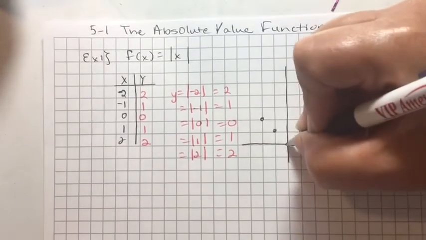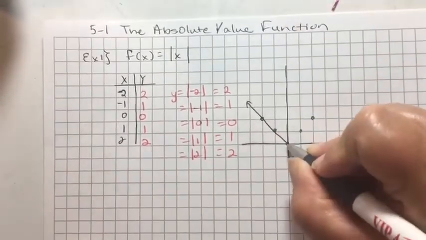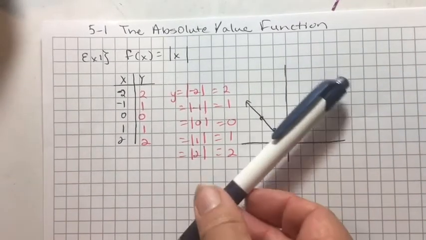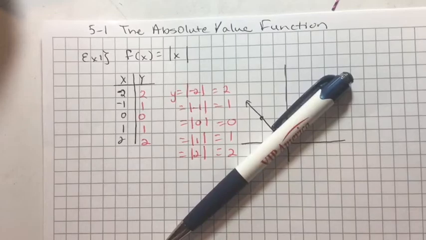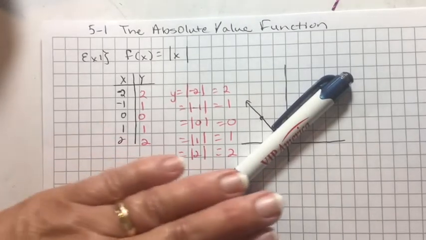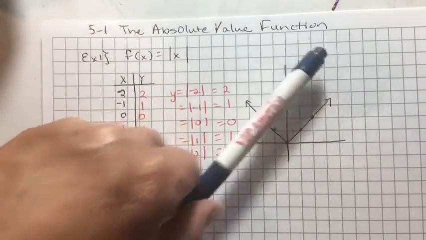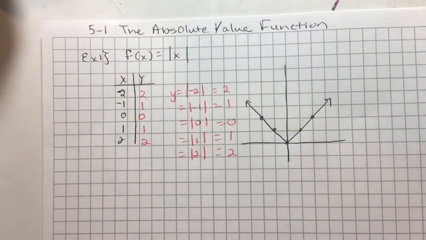They're going to connect to give you a V shape. Remember, if you just had y equals x, it would be right here. But because it's absolute value, it's going to take whatever was over here in the negative and flip it up. This is what we call the parent function for absolute value.